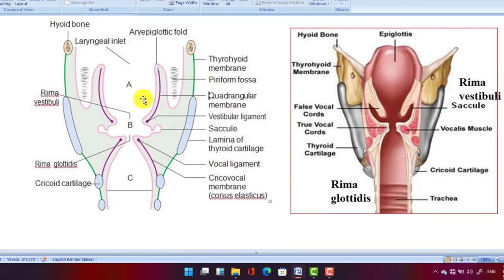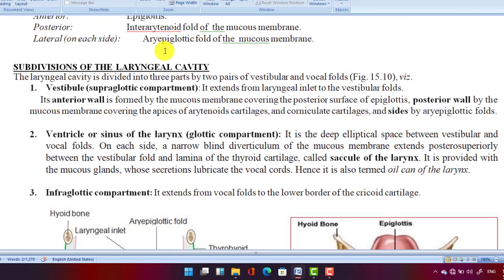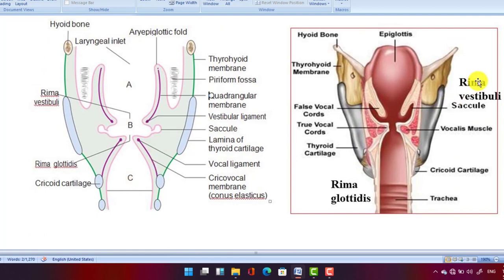First of all, let me show you that this cavity, from this line right up to this area, this whole cavity is called the laryngeal cavity, right? What is this line called? What is this area called? We will see right now, but no problem. Just keep in mind that this part is called the laryngeal cavity.